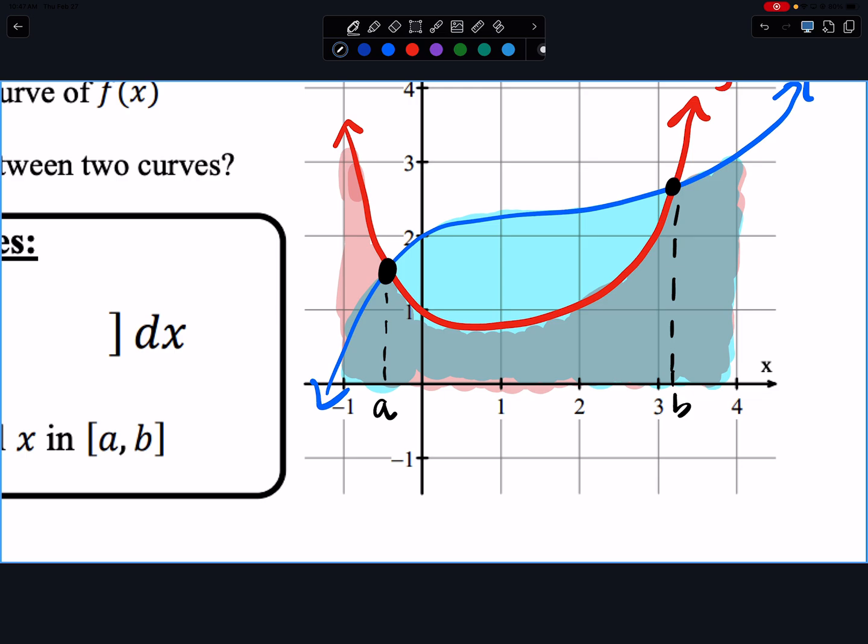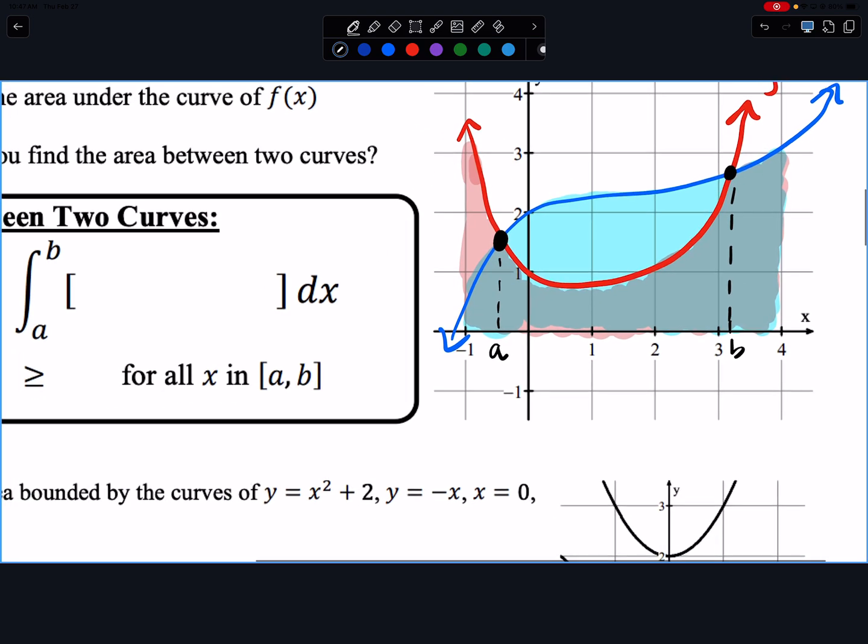Subtract. What is the function that I would subtract first? What would go first? Which is the higher function? F of x. So the rule that we're going to follow is whatever is the top function, you're going to take that area and subtract the bottom function. Because if I subtract the blue area minus the red area, I'm going to get just the area I want.